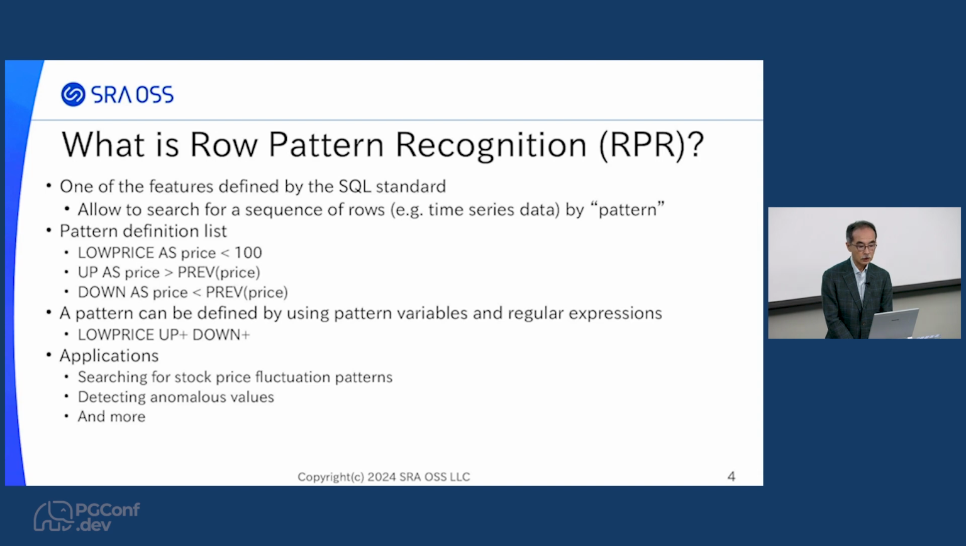RPR applications include, probably the most famous one, searching for stock price fluctuation patterns. Then also it can be used for detecting anomalous values and so on.